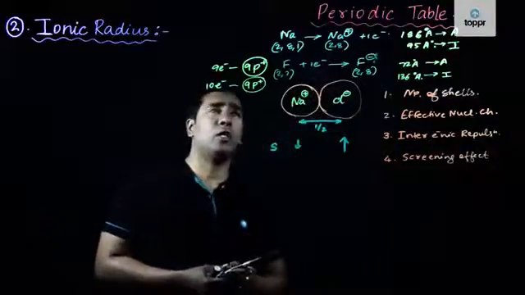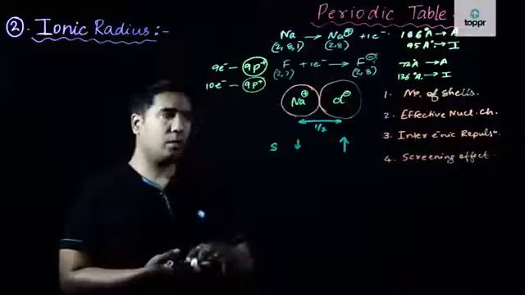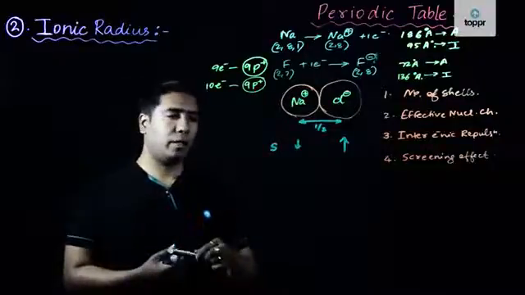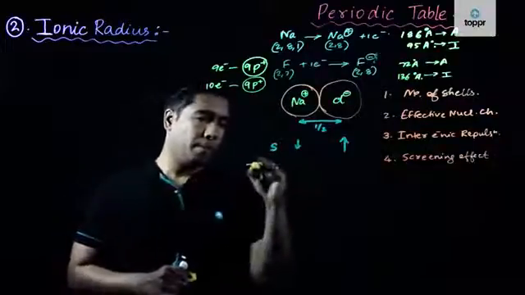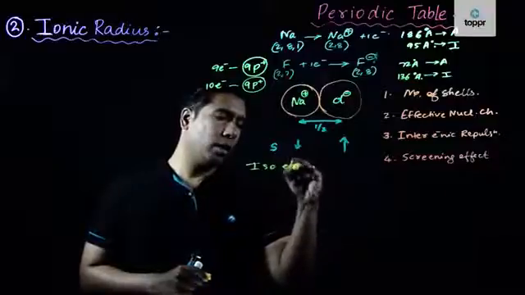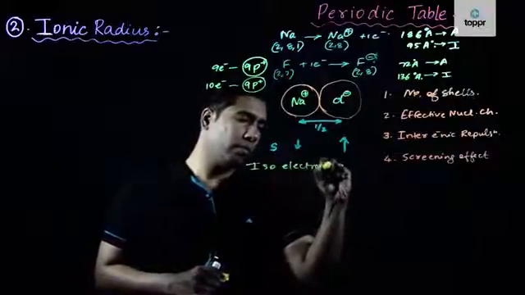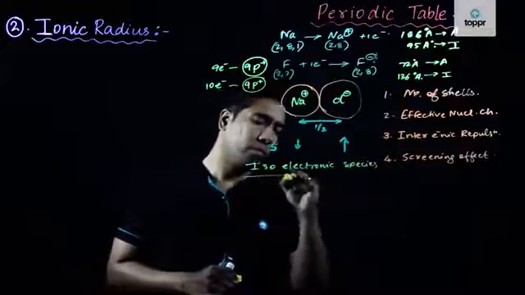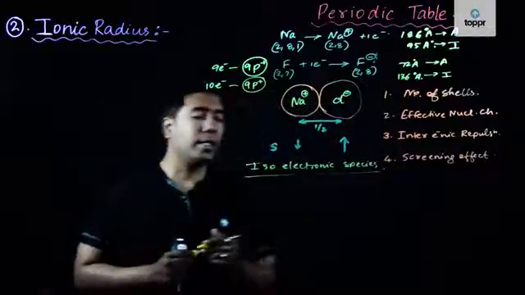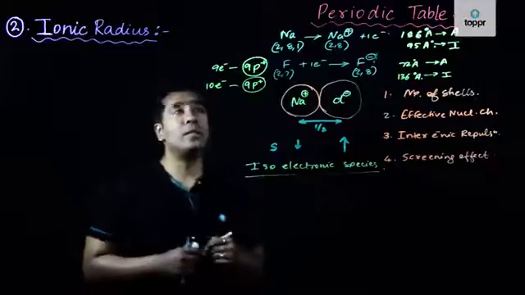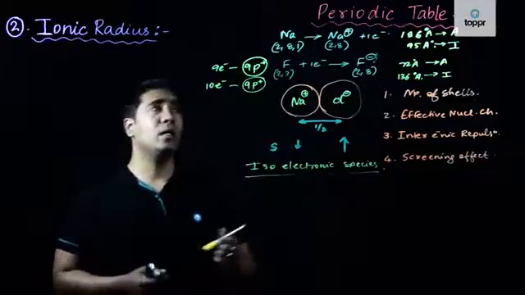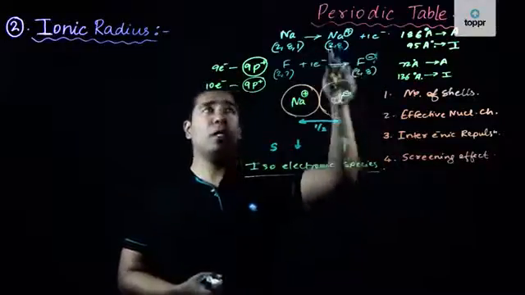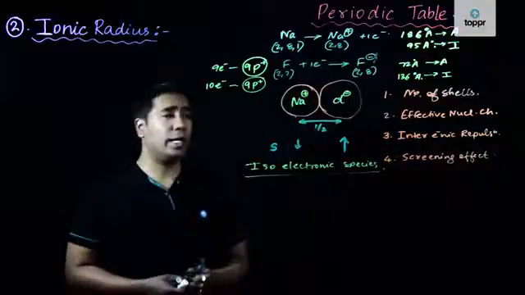In the isoelectronic species, let us write down the term isoelectronic species. An example will be sodium and fluorine, because as you can see, after the ion formation, the total number of electrons here is the same.